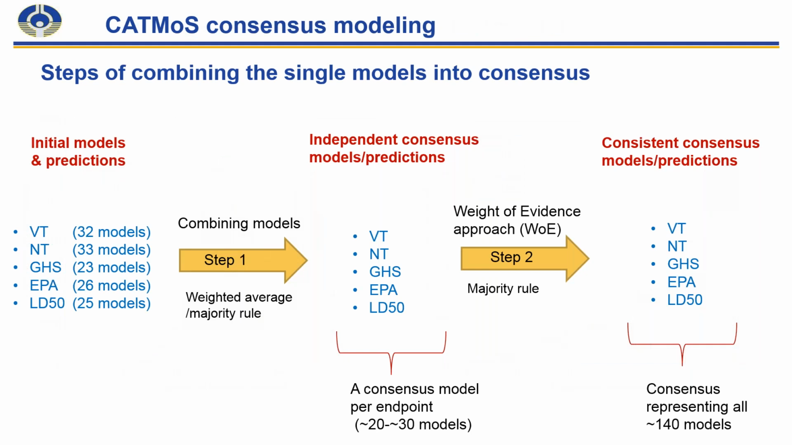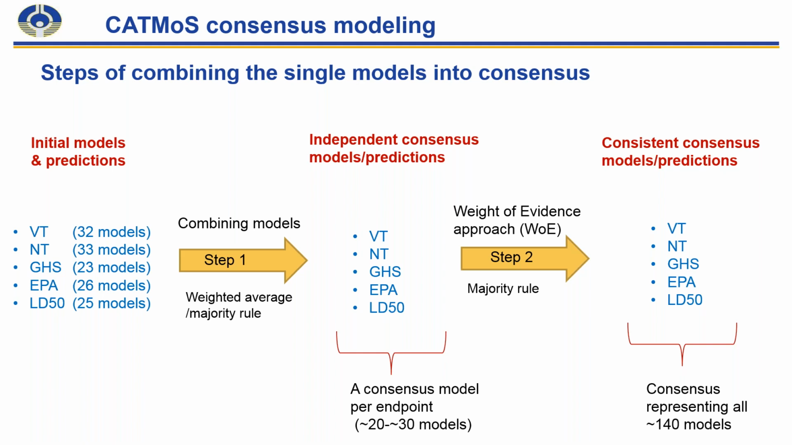So then we took the steps of creating a consensus model. We had all of these different models for these different endpoints, and to combine those models, we used a weighted average or majority rule approach, and that gave us a consensus for each of those different types of models. So for very toxic, we combined 32 models into a consensus very toxic model. For the EPA categories, we combined 26 models into a consensus EPA categorical model. So that gives us a consensus model for each of the 5 endpoints.